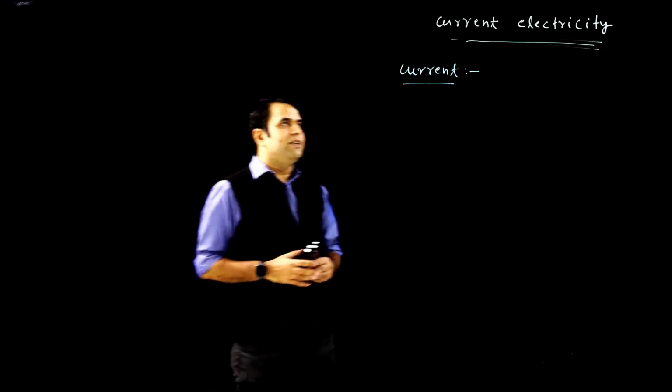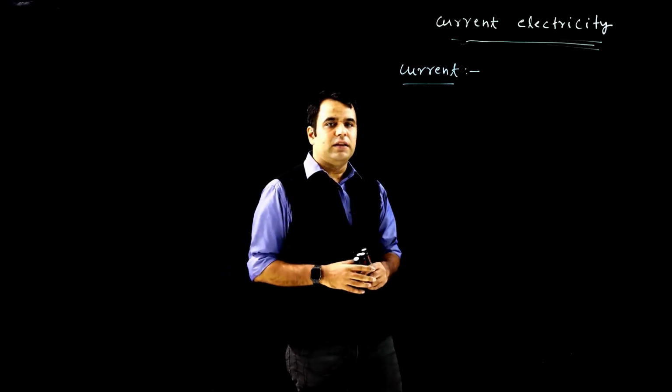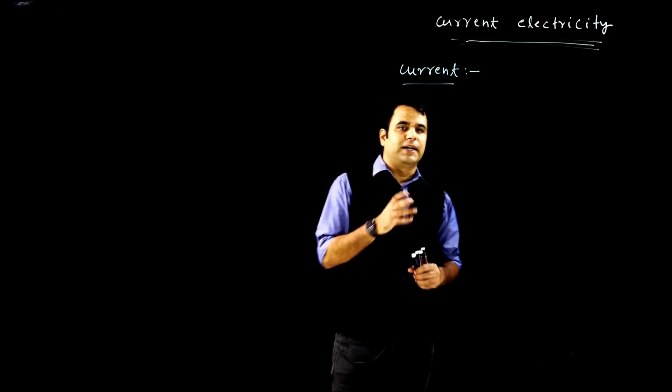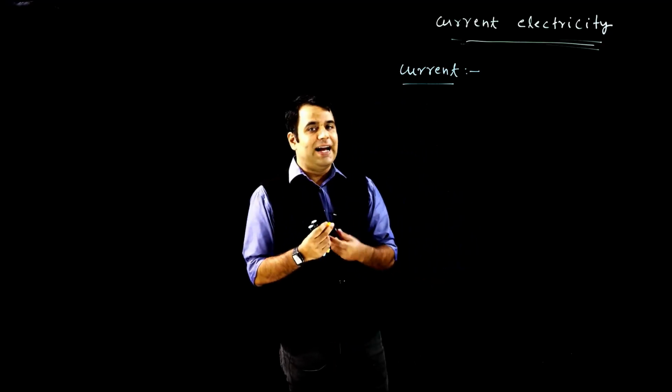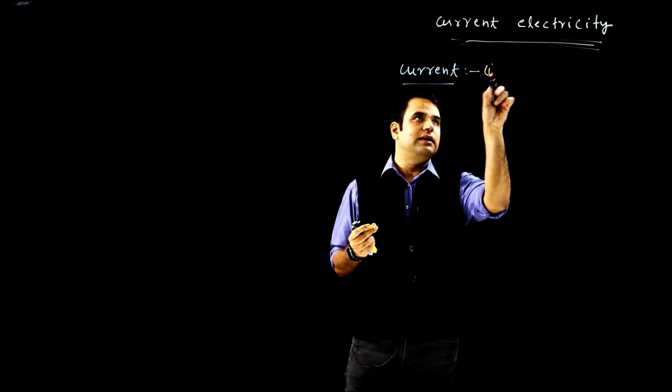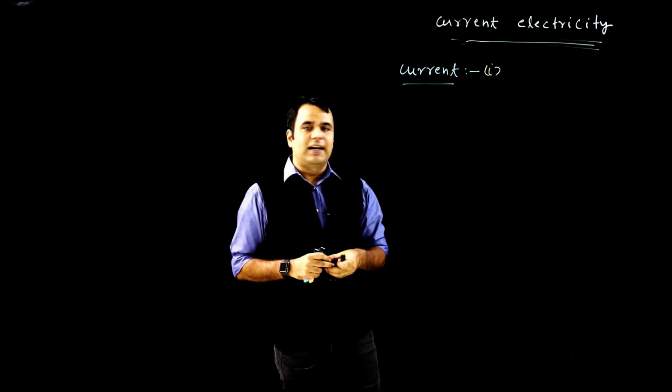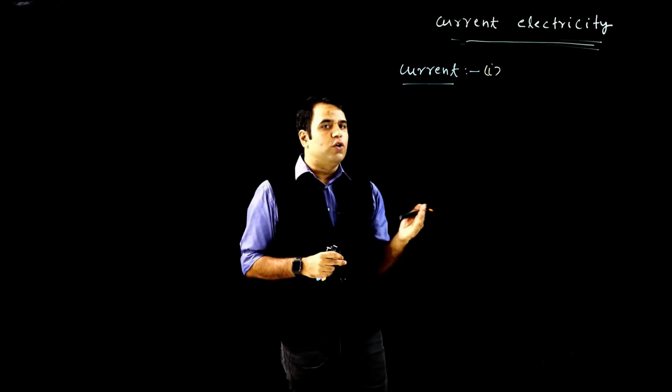Hello. Now we will start the chapter Current Electricity, and the first thing we will study in this chapter is the current. Current we define as I. So by definition, current is the time rate of flow of charge.